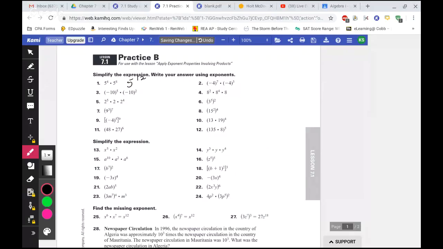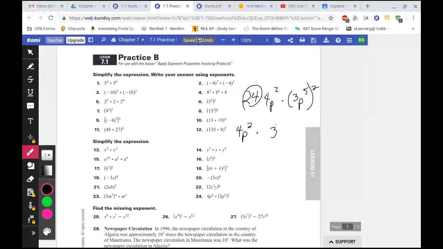Miss Sparks, can you do number 24? Number 24. Absolutely, I can. 24. 4p squared times 3p to the 5th, all raised to the 2nd power. So nothing happens with that 4p squared. So I'm just going to continue to bring it down. But this power of 2 gets applied to everything inside the parentheses.